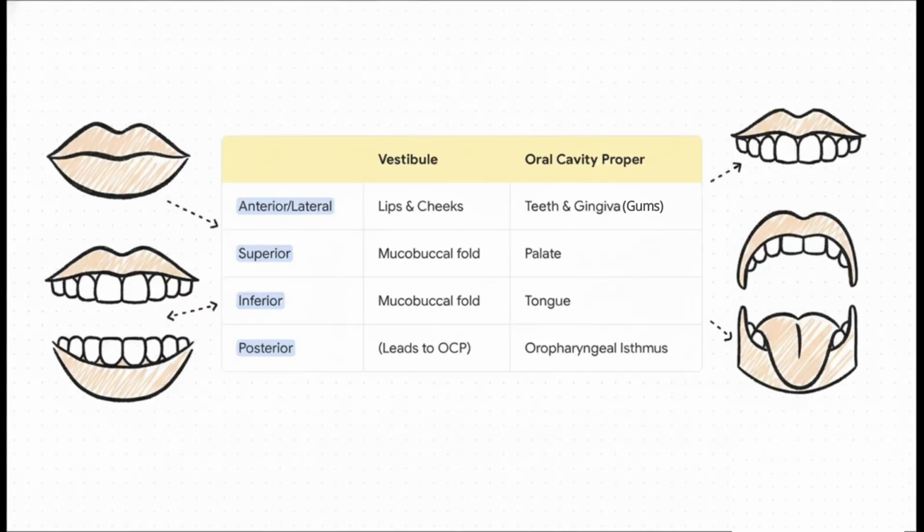All right, let's do a quick recap. This table gives us a great summary of the key boundaries for both spaces we talked about. For the vestibule, you've got lips and cheeks on the outside, teeth and gums on the inside. For the oral cavity proper, the teeth and gums are the walls, the palate is the roof, the tongue is the floor, and the oropharyngeal isthmus is the back door. Take a second to let that sink in.